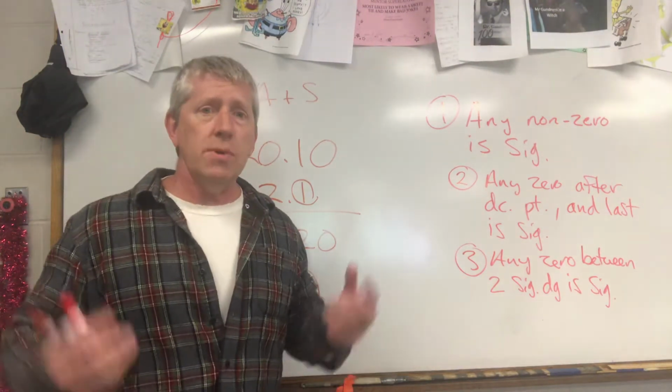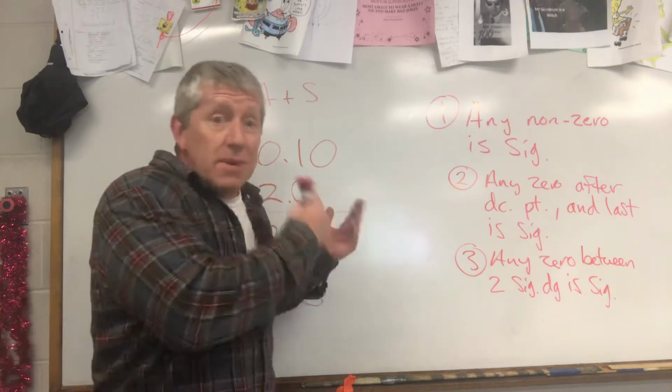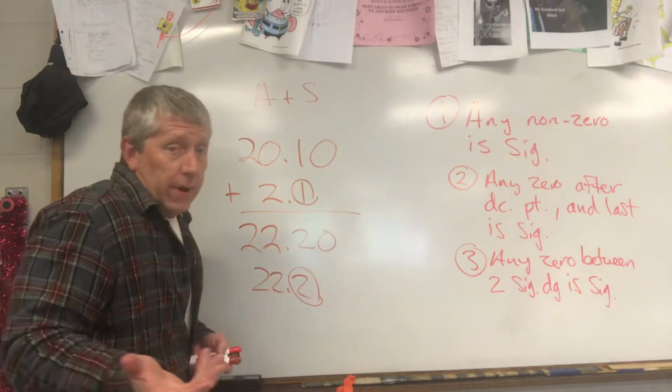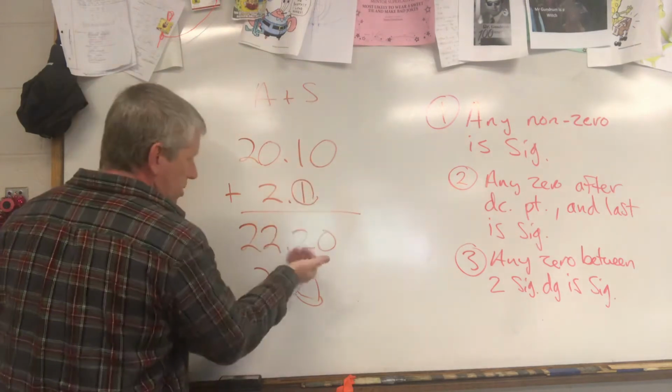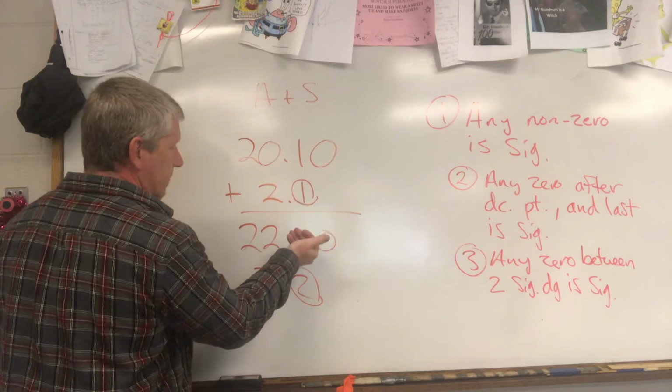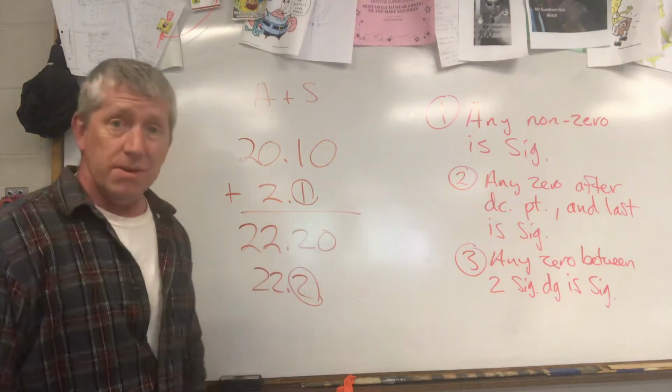You don't mix these two rules up. Adding and subtracting is easy. Just look and see how many numbers are after the decimal point. The number with the least amount is what you have to have in your answer. If this has 2 and this has 1, you have the least amount after the decimal point, 1, so this gets 1. That's it.